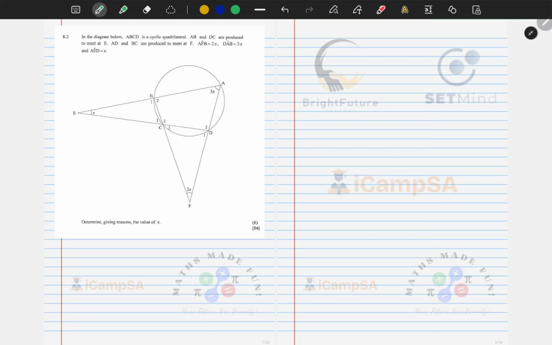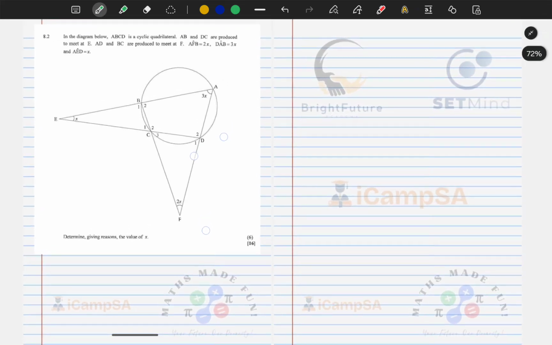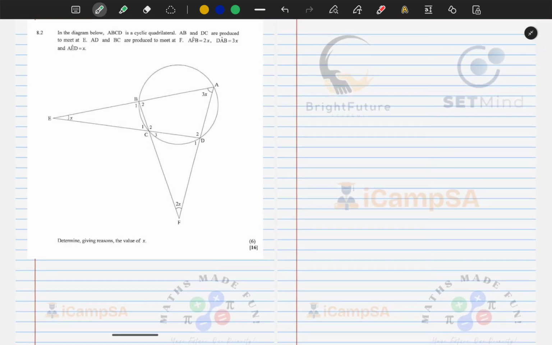Now let's look at the following question. Great. So now let's look at question 8.2. We are being told that in the diagram below, ABCD is a cyclic quadrilateral, and we can see that it is indeed a cyclic quadrilateral. A, B, C and D touch points on the circle. So AB and DC are produced to meet at E.